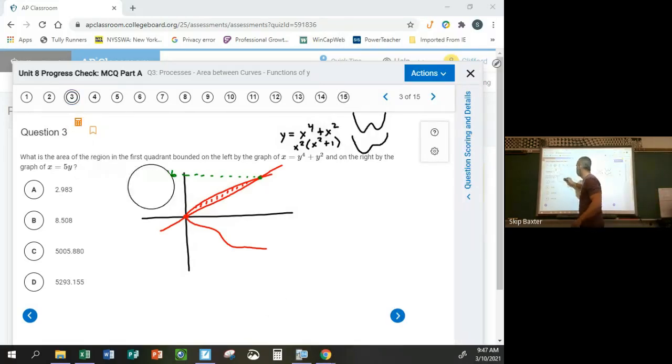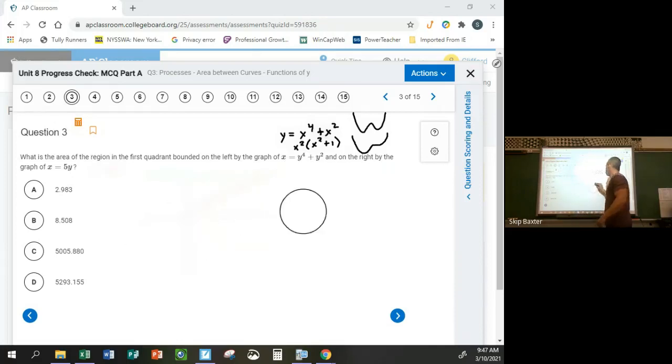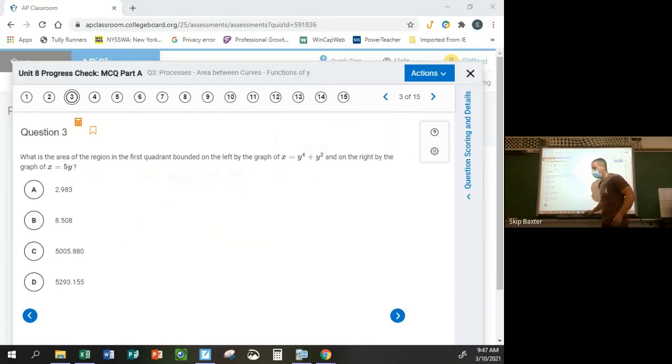What other questions? Yeah. This isn't really one from progress checks, but could you explain how to identify within a problem where you need to integrate using the y-axis, not the x?